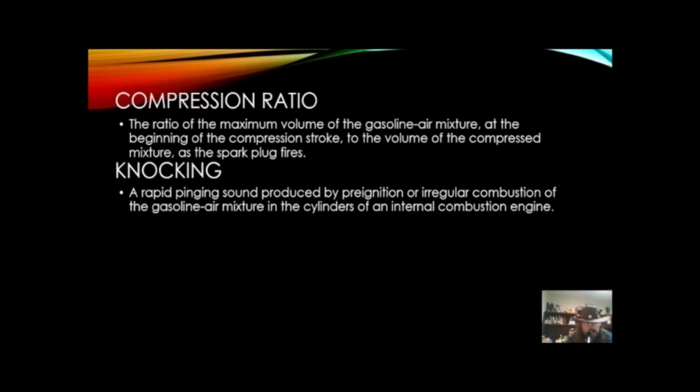Now, one of the key things that we need to consider is the compression ratio, which is the ratio of the maximum volume of the gasoline-air mixture at the beginning of the compression stroke to the volume of the compressed mixture as the spark plug fires. Basically, to get the most amount of energy from the fuel, you want the highest compression ratio. In 1925, the compression ratio was approximately 4.4 to 1. But modern cars use anywhere from 8 to 10 to 1 and even up to 12 to 1 in certain better engines.